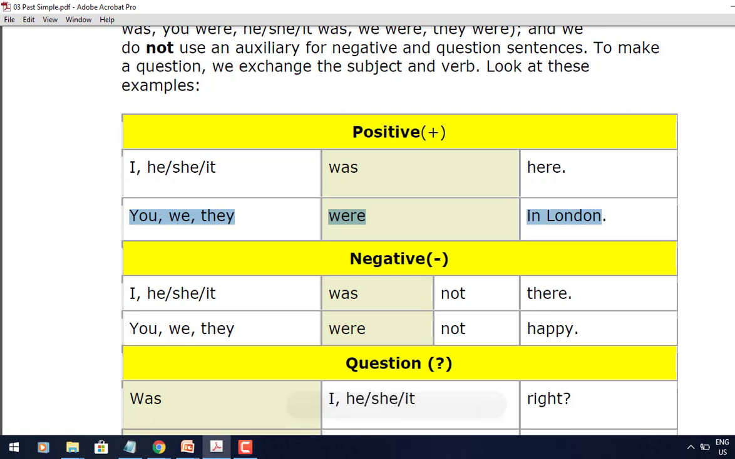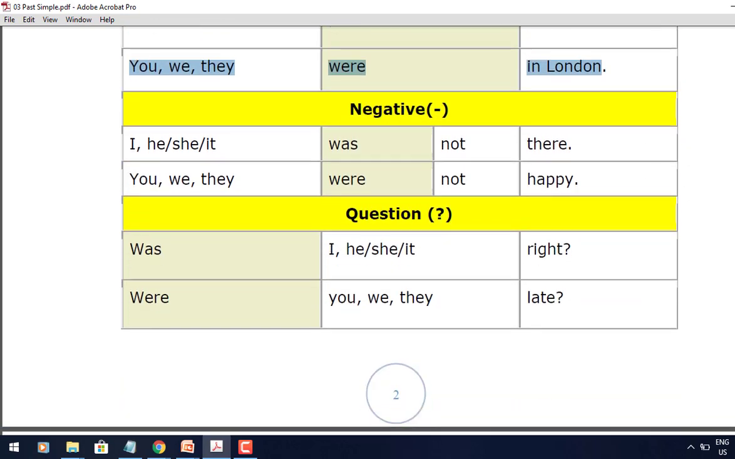Even for the question, no need to use did because we already use was or were to start the question. Was, if you ask a singular subject, was I right? Was he right? Was she right? Was it right? Or were for the plural noun or pronoun, were you late? Were we late? Or were they late?